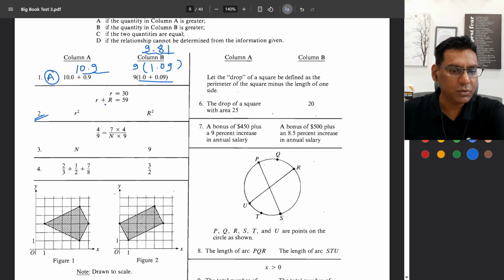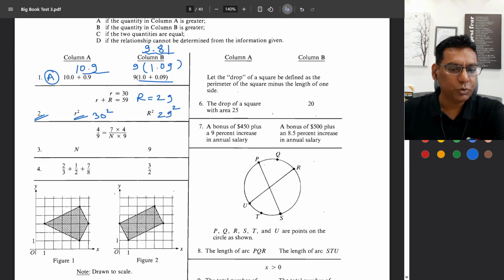Small r is equal to 30. Small r plus big R is 59. So big R is going to be 29. Correct. 59 minus 30 is 29. So what do I have to compare? Small r square, that is 30 square. Big R square, that is 29 square.